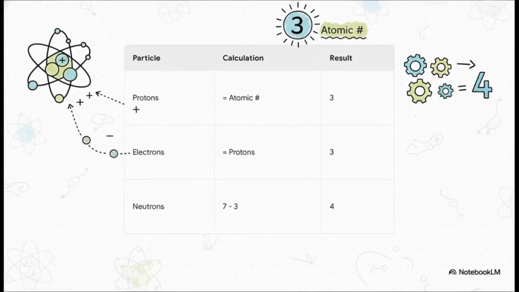That's it. So let's put it all together for our lithium atom. The bottom number is 3, so we know it has 3 protons. We're assuming it's a neutral atom, so the electrons have to balance the protons. That means 3 electrons too. And for the neutrons, we just do the math. 7 minus 3 equals 4. So we have 4 neutrons. And just like that, we've completely decoded it.